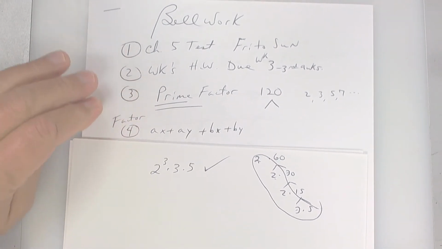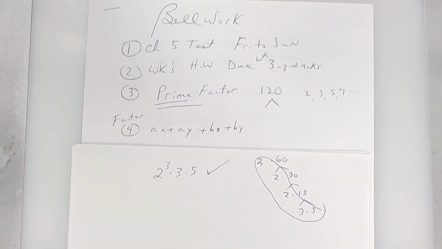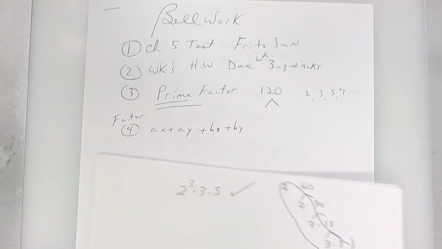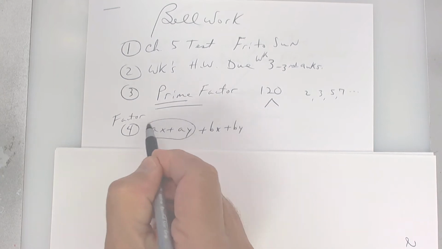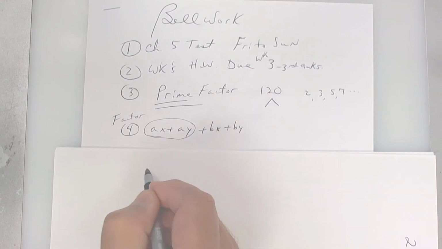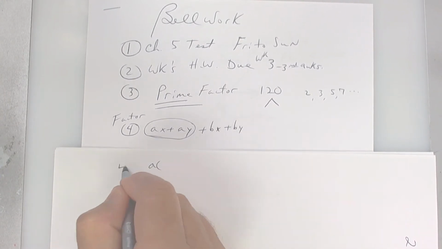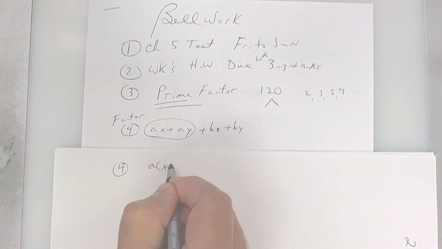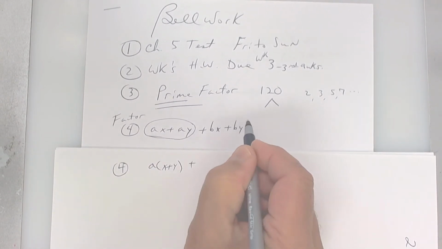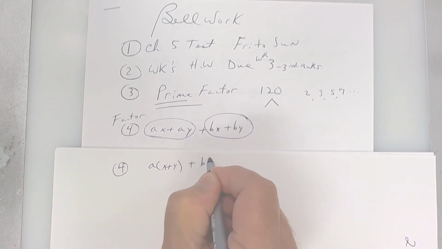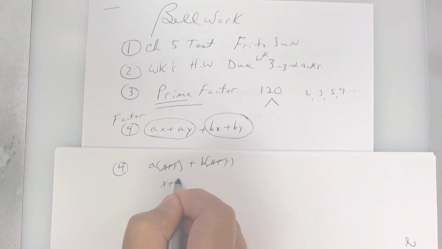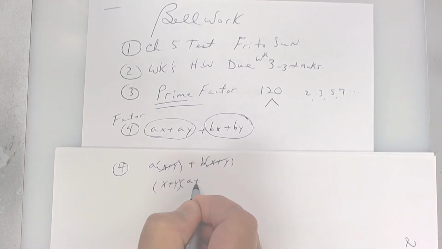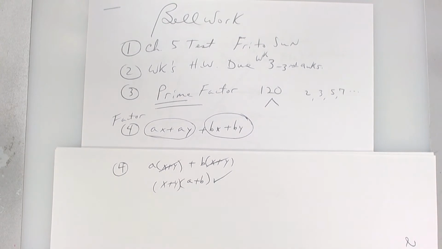This one right here, you have to factor out what's in common. I don't see anything in common on all of these, but here I'm going to take out an A. If I take out an A, I'm left with x plus y. And then here I'm going to take out a B, and if I do, I'm left with x plus y. And this right here is the same, so it's going to be x plus y and then a plus b. And that should be your answer, and that's called group factoring.